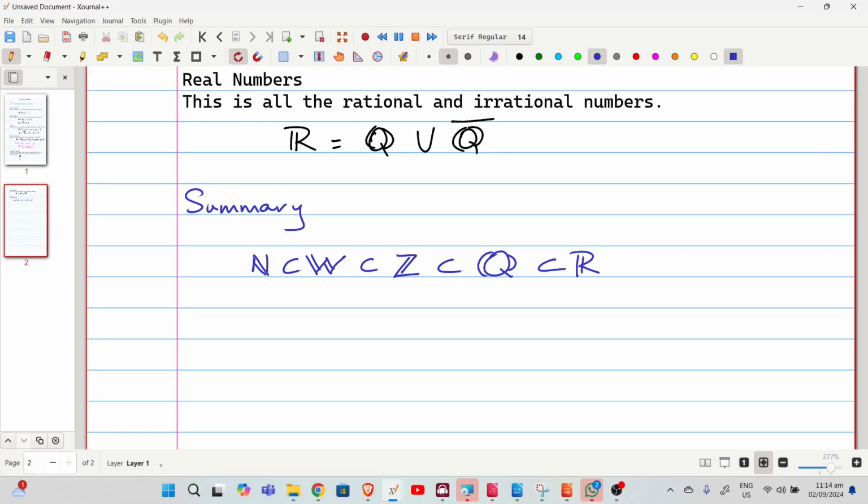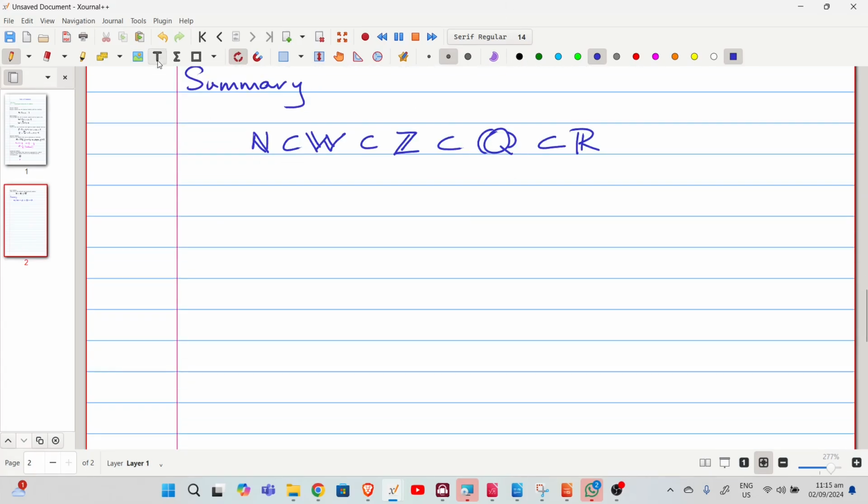Now, the other types of number sets that we're supposed to talk about are things such as factors, multiples, square numbers, even numbers, odd numbers, prime numbers, and composite numbers. Now, you would have done these types of numbers in primary school, but I'm just going to go through it quickly so that you'd be able to remember it. Okay, so let's talk about factors.